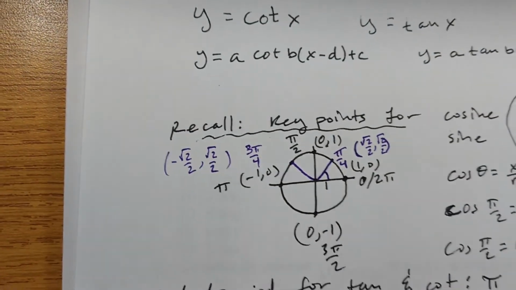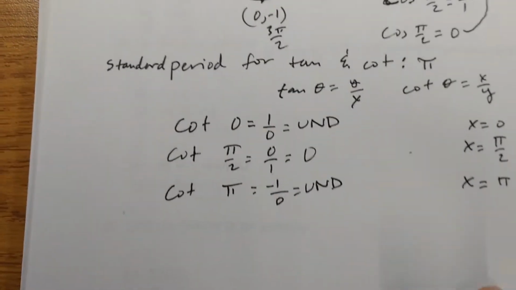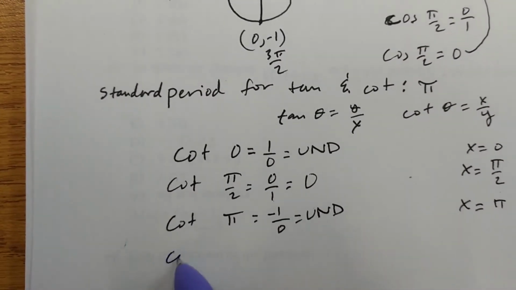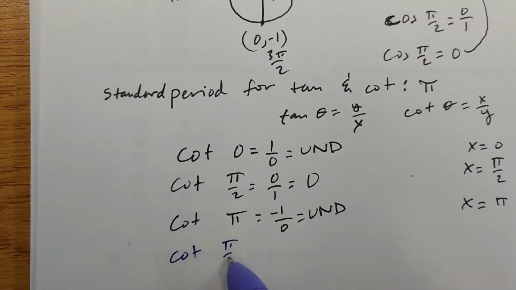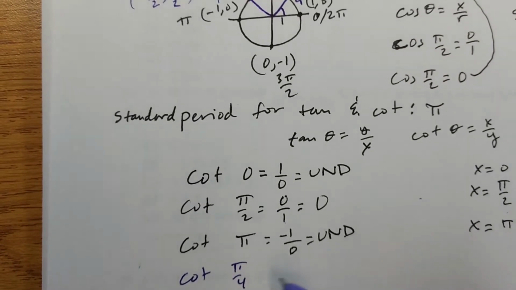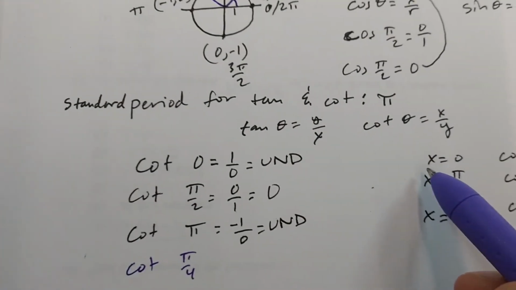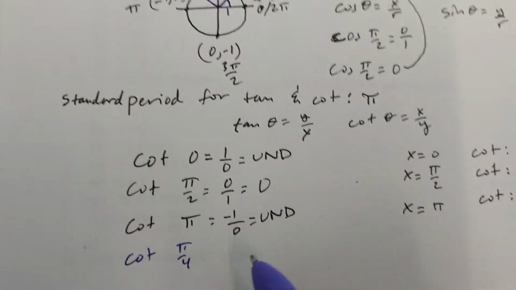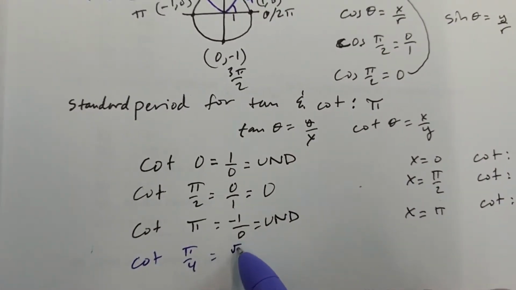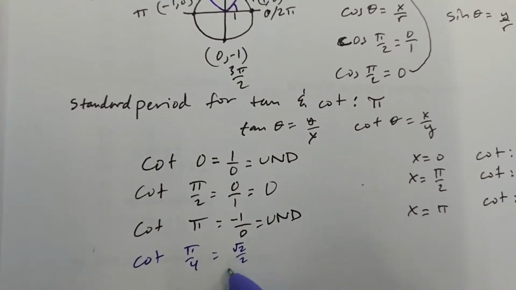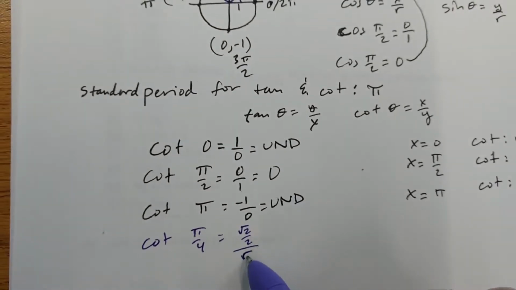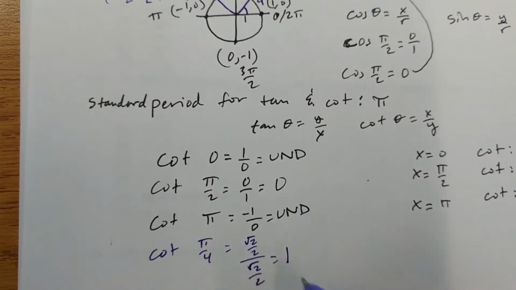So our cotangent function, let's scroll down here to the cotangent function. The cotangent of pi over 4, which is really the angle halfway between 0 and pi over 2, is equal to the square root of 2 over 2 divided by the square root of 2 over 2, which is equal to 1.